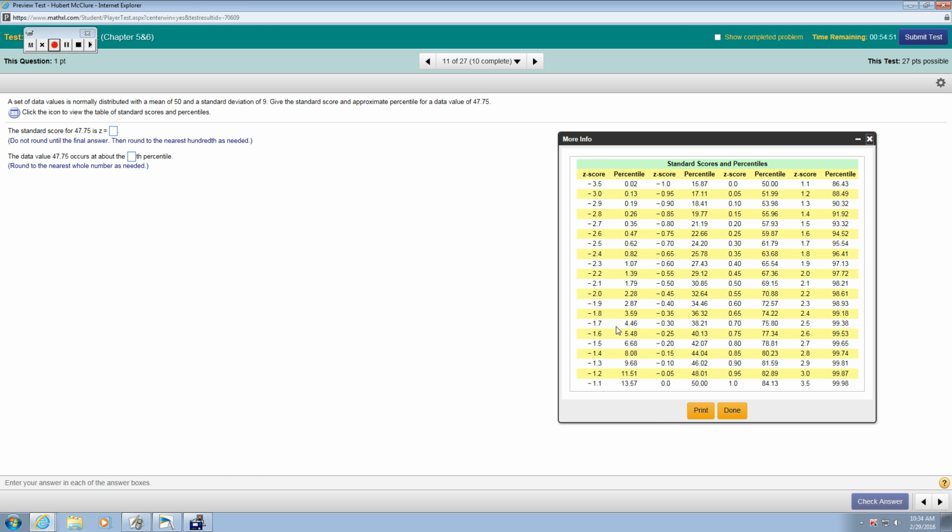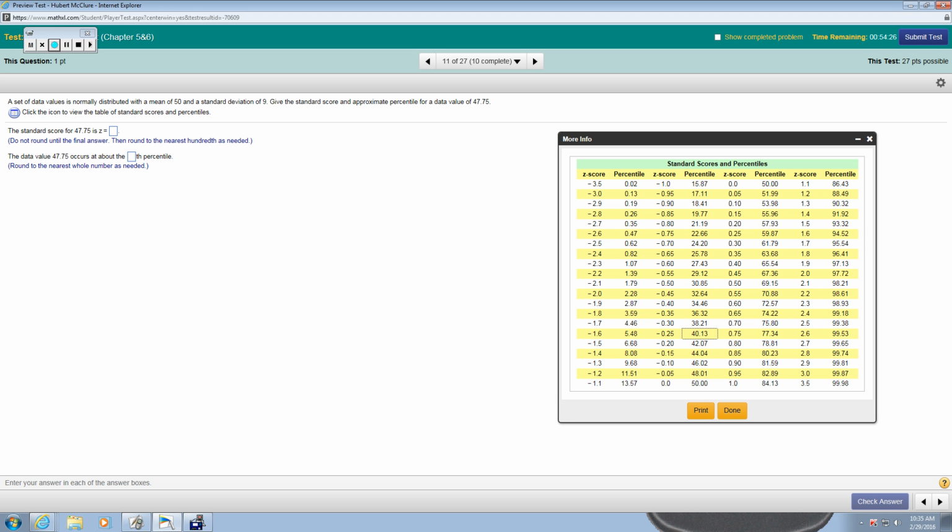So where's negative 0.25? Hey, there it is at 40.13. So your green area is 40.13. Now ask yourself, is that true? Well, what's at this point right here? 50%, so that's about right.